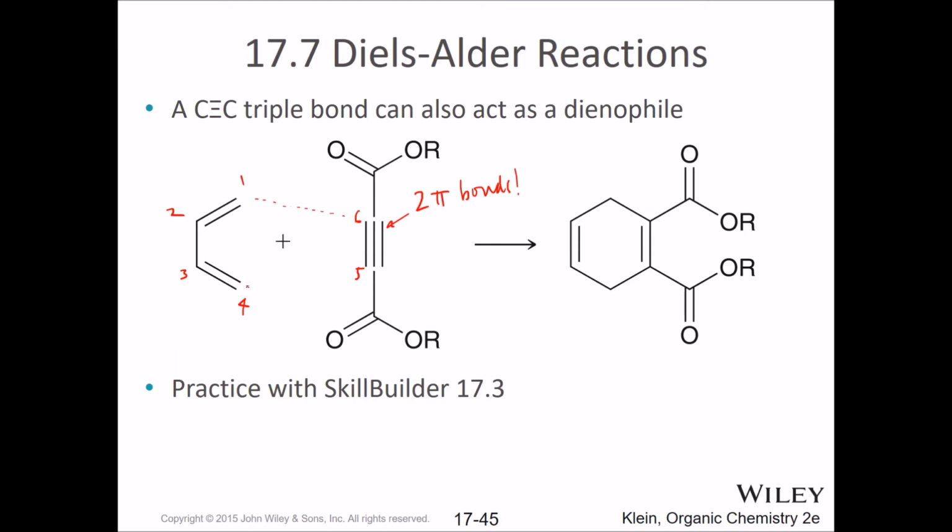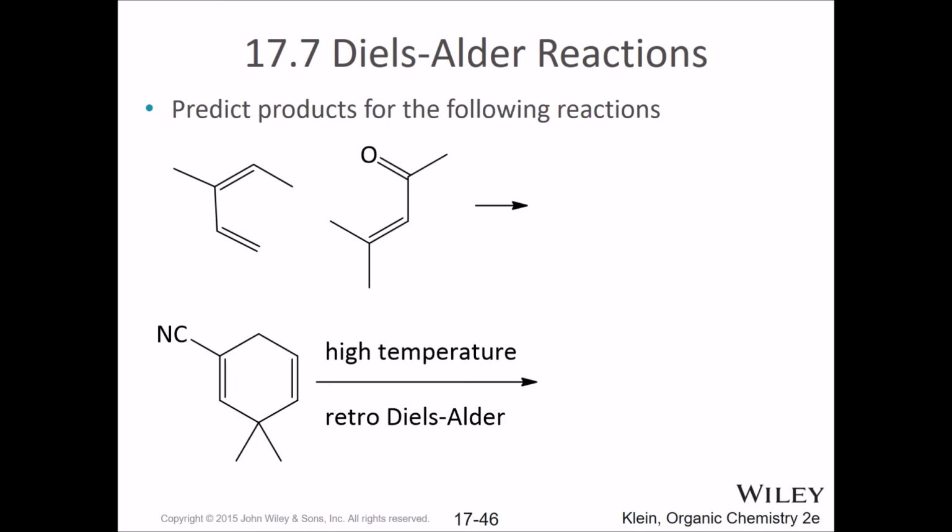New bond being formed there, new bond being formed here. But I'm only using 1 pi bond, so the other one's still here, and there's a new bond between atoms 2 and 3. Okay? So please stop the video and practice with Skill Builder 17.3. Label it Skill Builder 17.3 and go practice with that.